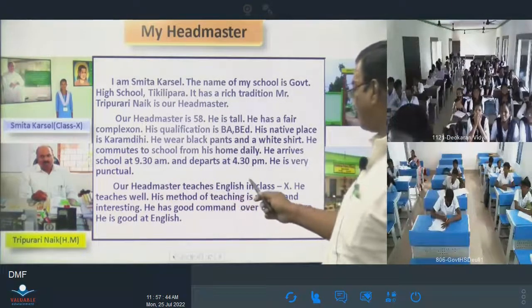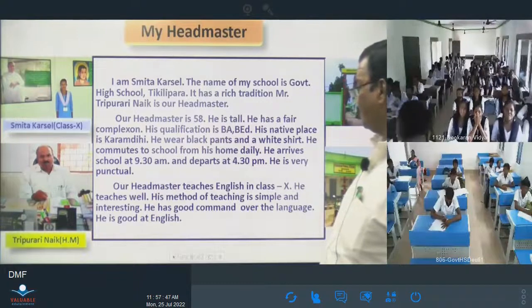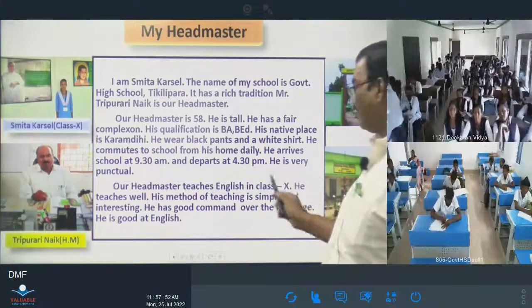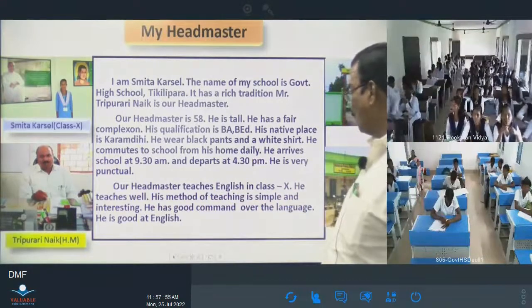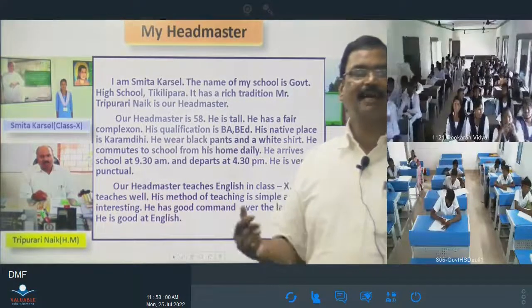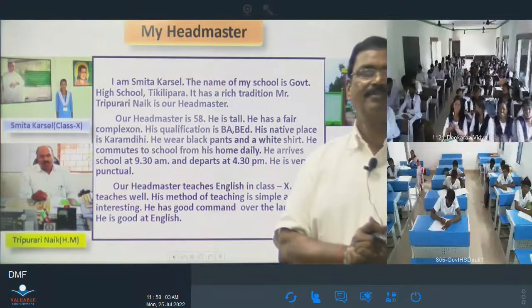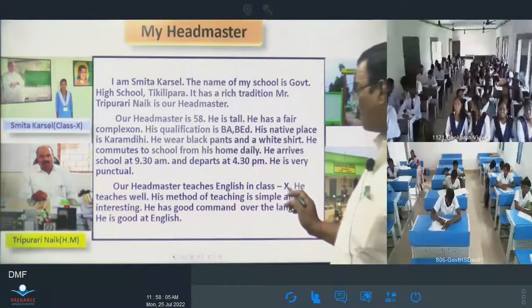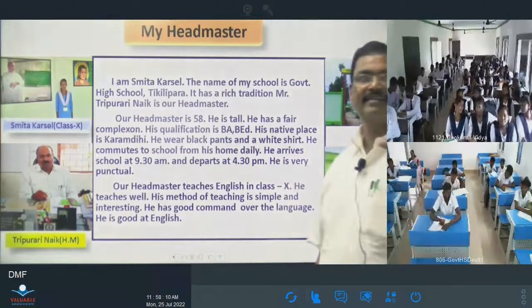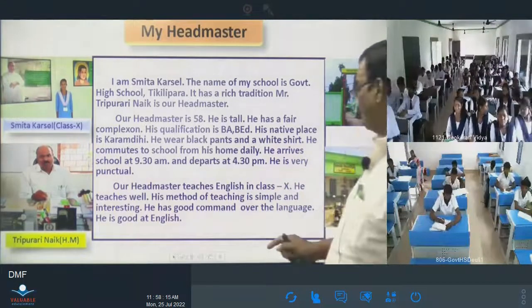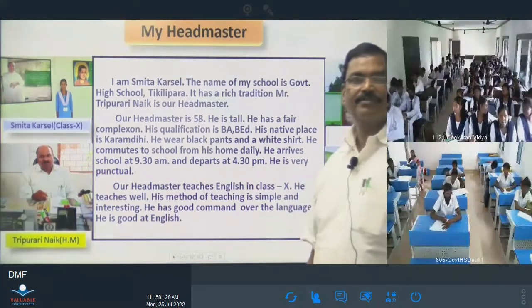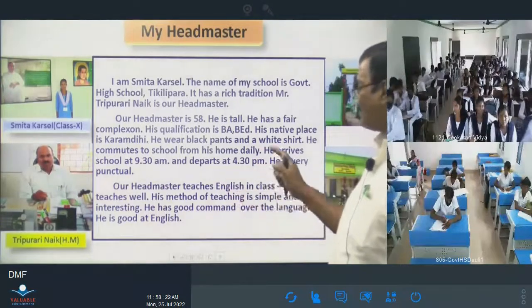Our headmaster teaches English in class 10. He teaches well. His method of teaching is simple and interesting. He has a good command over the language. He is good at English. This much in the third paragraph. So mark here, the sentences are very short and simple, and here we find the idea of the subject the headmaster teaches, and how he teaches, and how he has good command over the language. So this is coming in the third paragraph.